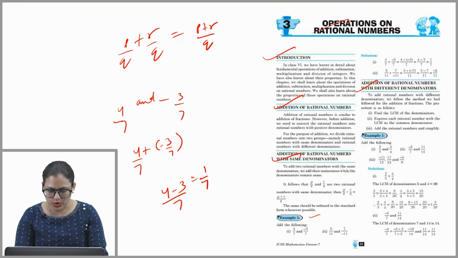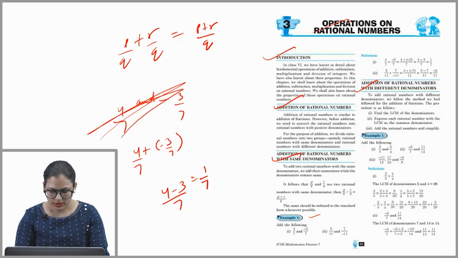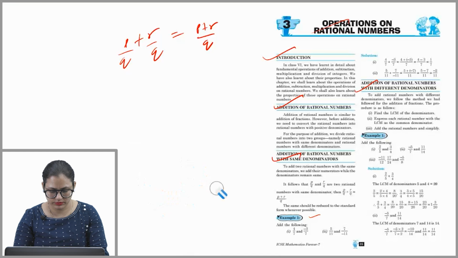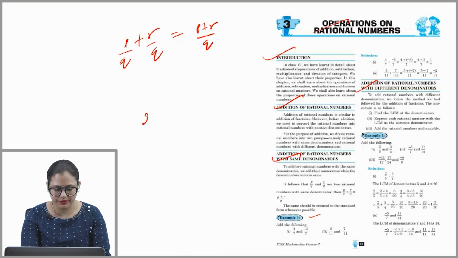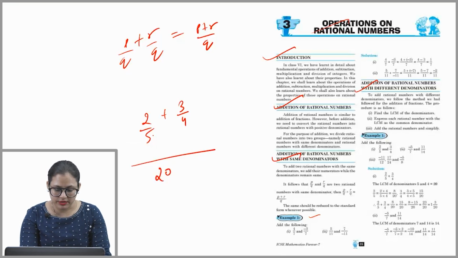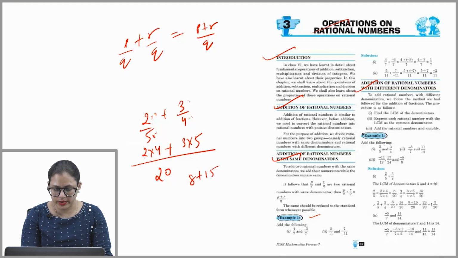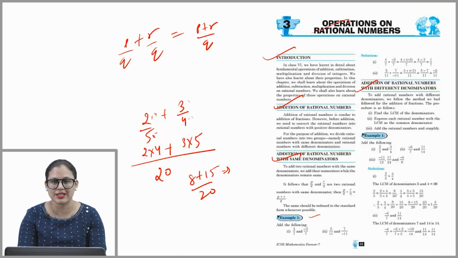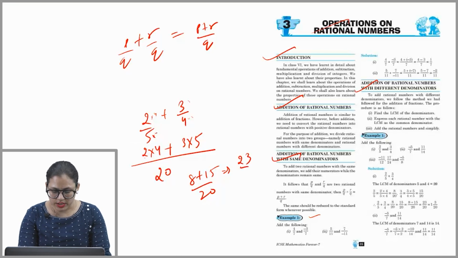Okay, so here 2 by 5 and 3 by 4 we have to add. So first take the LCM. LCM of 5 and 4 is 20. So we'll multiply here by 4 and we'll also multiply here by 5. So 2 into 4 plus 3 into 5. So 8 plus 15 by 20 is what? 15 plus 8 is 23 by 20, or you can also convert it into mixed fraction. So we'll get 1 3 by 20.